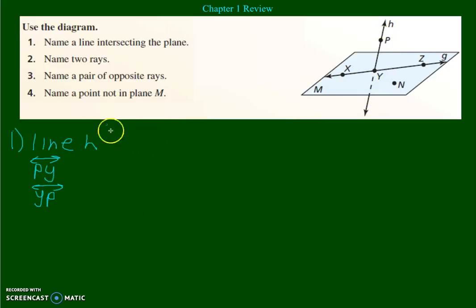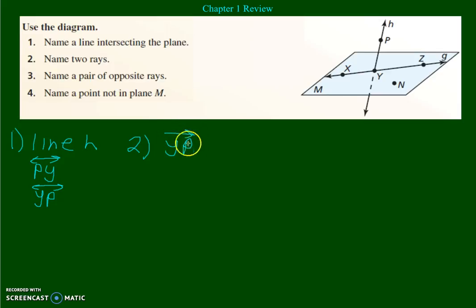Okay, for number 2. Number 2 says name 2 rays. Well, we have several rays in this figure. We have ray YX, ray YZ, ray XY, XZ, YP, PY. So we're just going to name 2. For number 2, let's put in ray, let's call it ray YP.